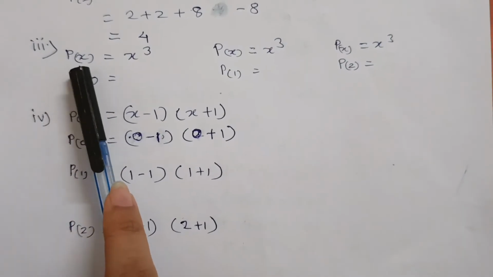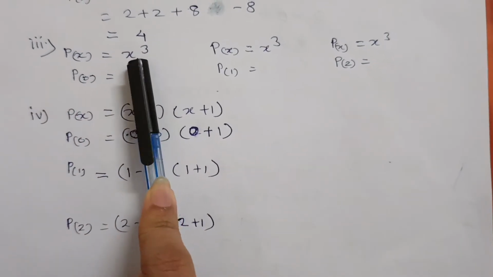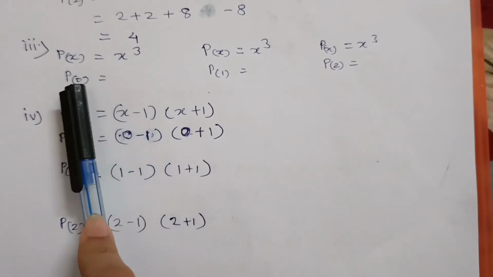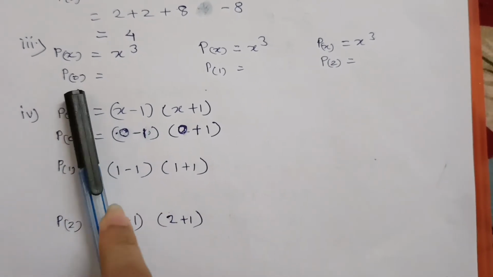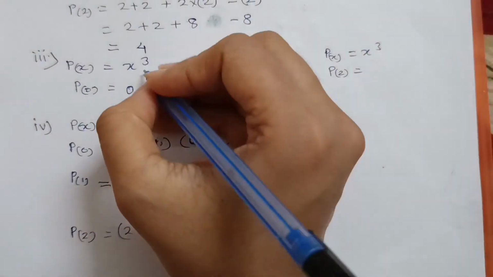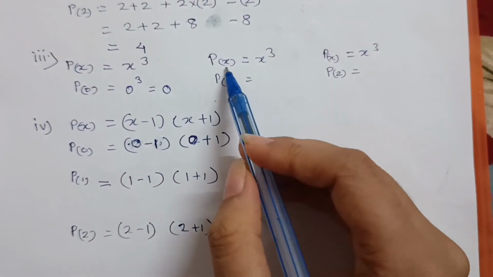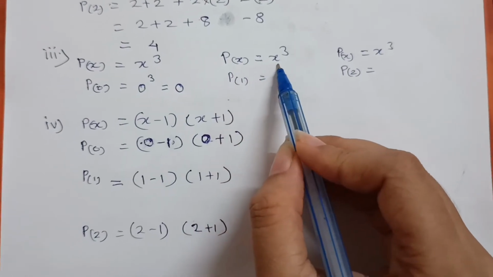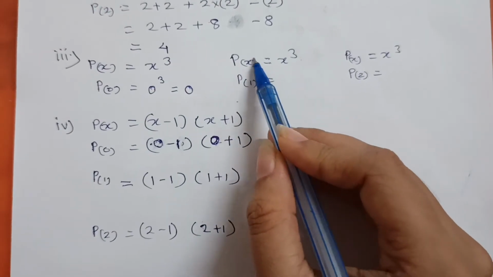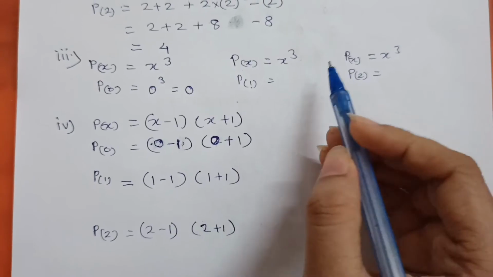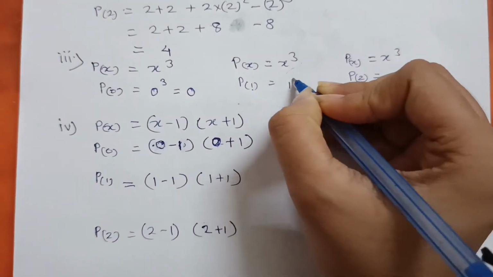Part 3. P(x) is equal to x cube. So P(x) is equal to x cube. We will substitute x as 0 and here 0 cube is equal to 0. P(x) is equal to x cube. Here x is taken as 1. So 1 cube is 1.